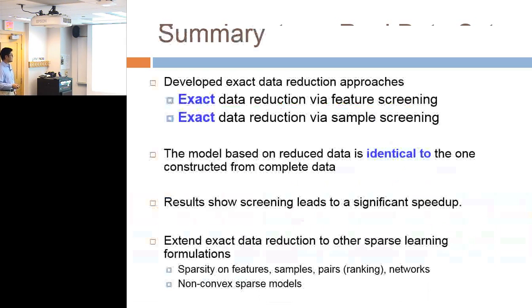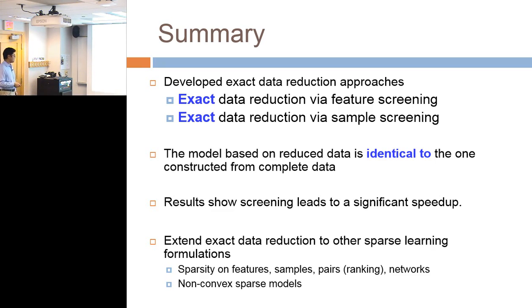So here is a summary. Our work on sparse screening in the past 3 years can be summarized as follows: we have developed a suite of novel techniques. The first type is for feature screening, and the second type is for sample screening. The most appealing feature of our technique is that the model based on the reduced data is identical to the one constructed from the full data. And experiments show that our method works pretty well in real applications.